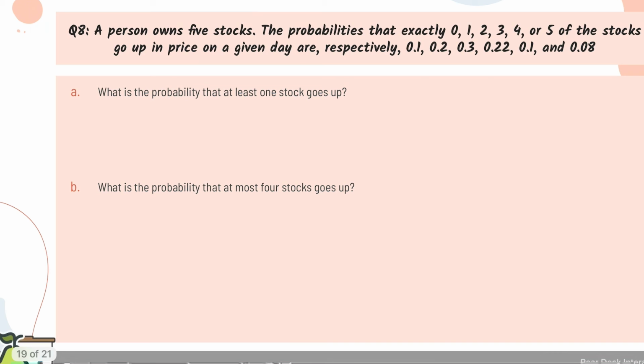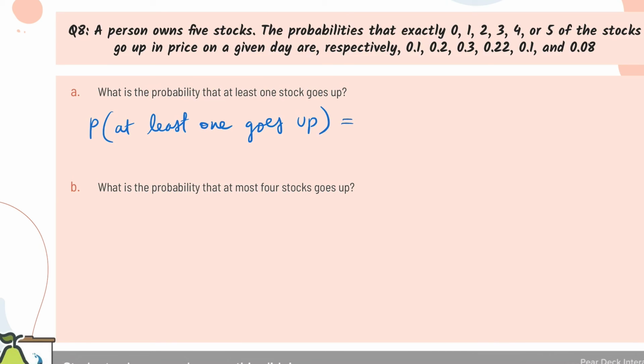All right, question 8 is, we have 5 stocks. The probability of each of those stocks are exactly 0, 1, 2, 3, 4, or 5, and then the probability of getting those stocks to go up are relative to the numbers above, so they should match up. And this one says, what's the probability at least one stock goes up? So the probability of at least one goes up.